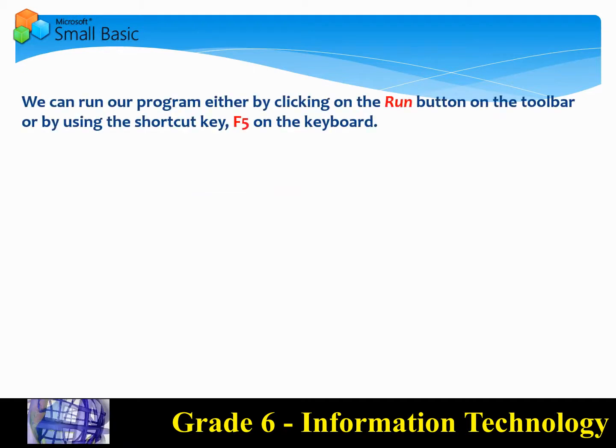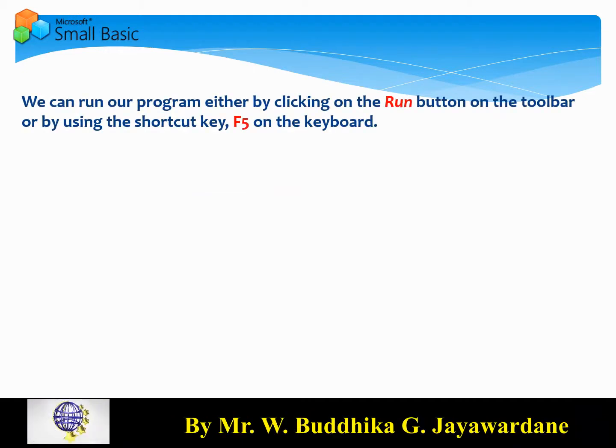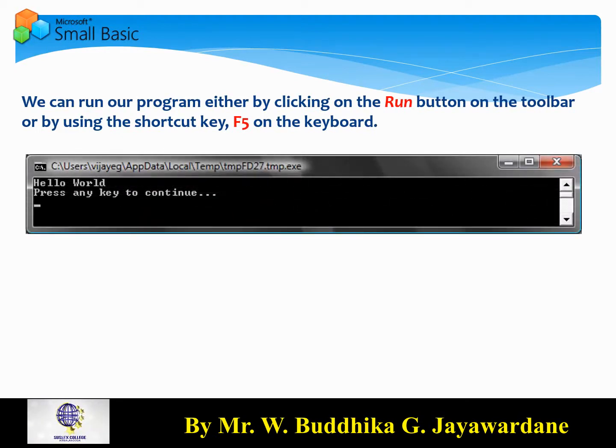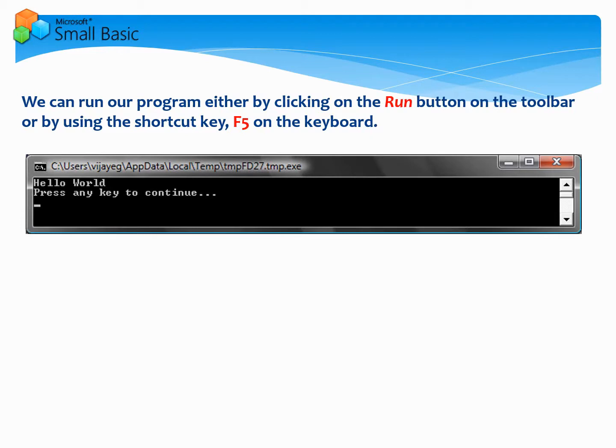When we write a small program, you have to run it and see how it works. For that we have two options. One is a button called Run on the toolbar, or we can simply press the F5 key on the keyboard. Once you run the program, you can see it displays Hello World.